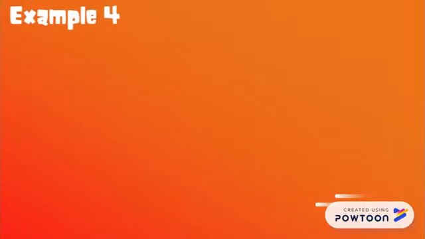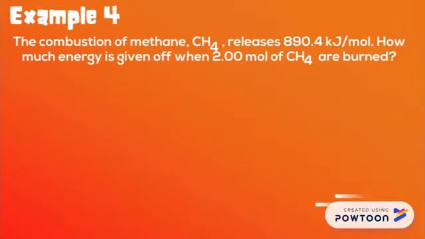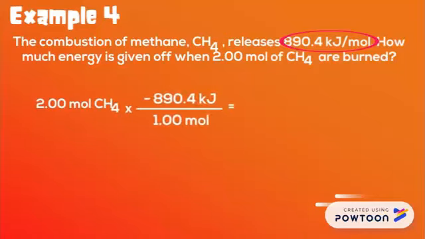In example number 4, we have the combustion of methane gas, which releases 890.4 kilojoules per mole. That is our enthalpy. We want to calculate how much energy is released with 2 moles being burned. So we need to set up our enthalpy, 890.4 kilojoules per mole, as a conversion factor. So since we are already in moles, we want to put our 1 mole on bottom, and then our value, our kilojoules, on top. And this time it is negative because it's releasing 890 kilojoules, and then simply calculate.